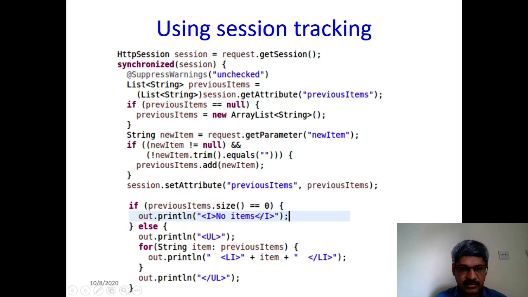If previous items dot size is equal to 0, then there are no items. If not, I can have a list of all the items the user wants to purchase, over println. So for all these previous items, this is an array list. Basically, I'm trying to read through all the elements here and create an HTML list out of it. Let's see the demo.